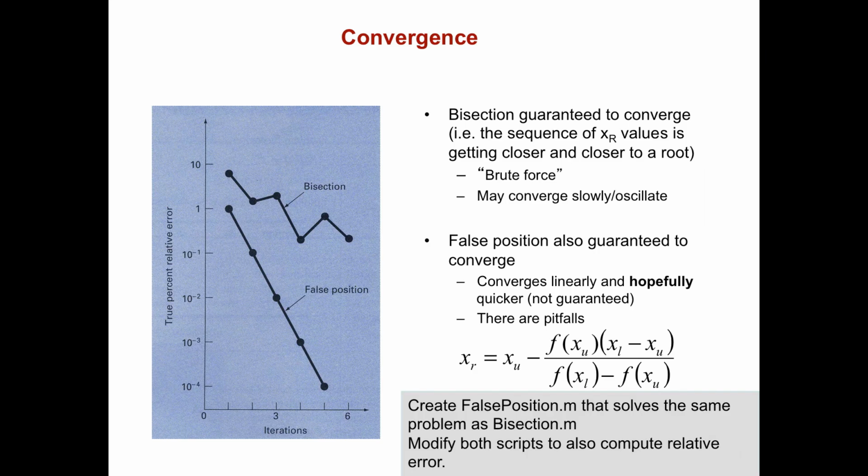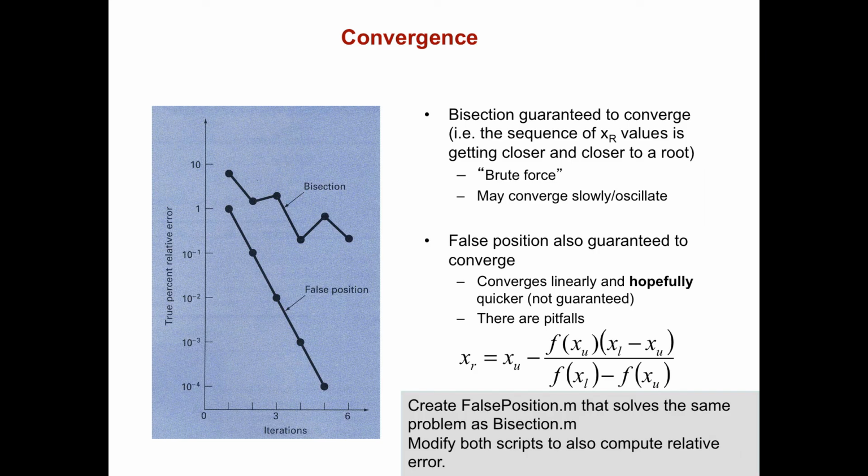In theory, not always, if you look at the error you're making, you want the error to get smaller and smaller as you keep going. This is when false position works well. It's dropping down much faster than bisection is. So let's try it out.